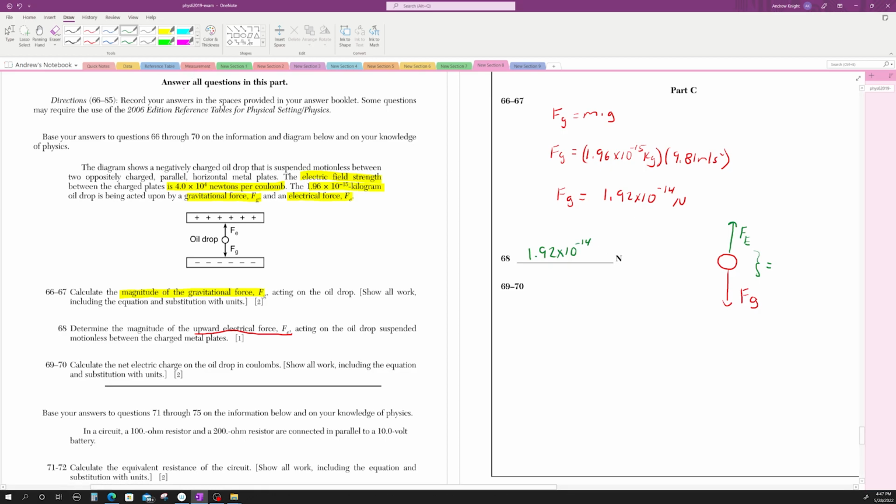Question 69 to 70. Now they want us to calculate the electric charge on the oil drop in coulombs. Well, the problem tells me that the electric field strength is 4 times 10 to the fourth Newton per Coulomb, and I know that the electrostatic force is 1.92 times 10 to the negative 14 newtons. I'm looking for the charge on the object, which means I need an equation with an E, an F, and a Q. Let's head over to the reference table.